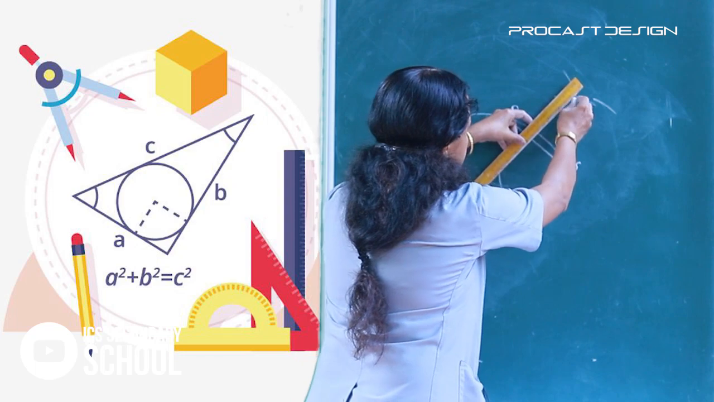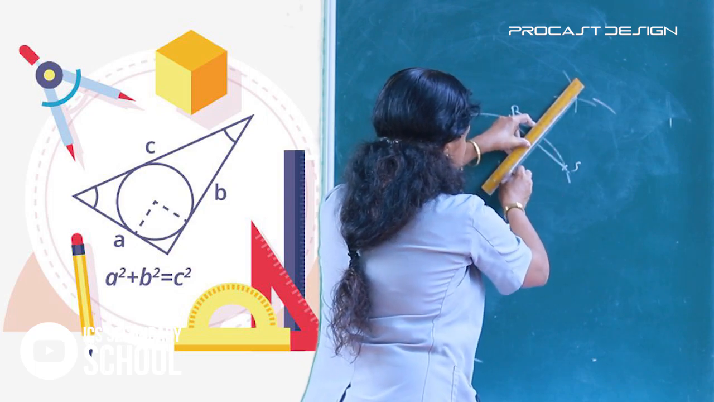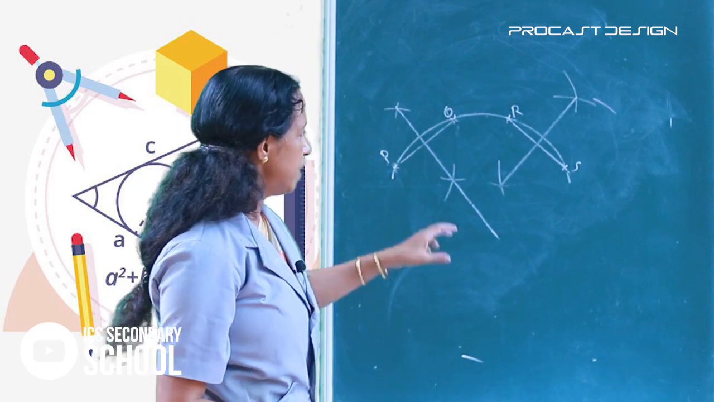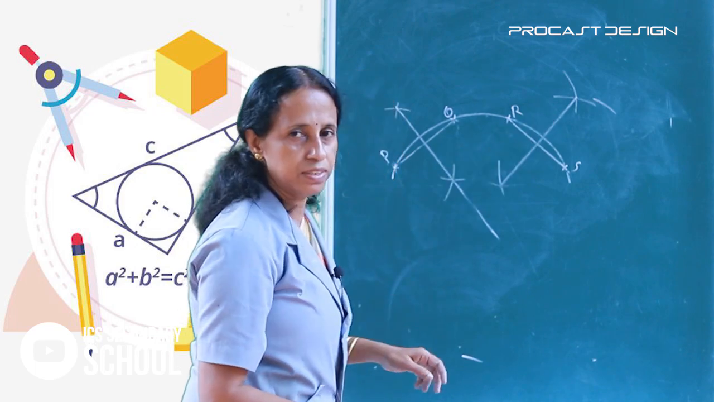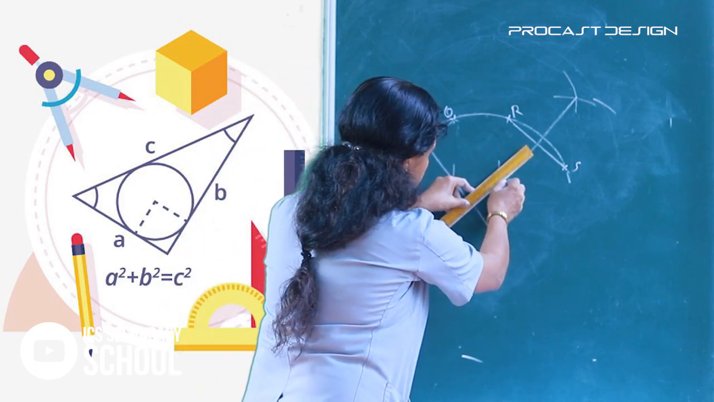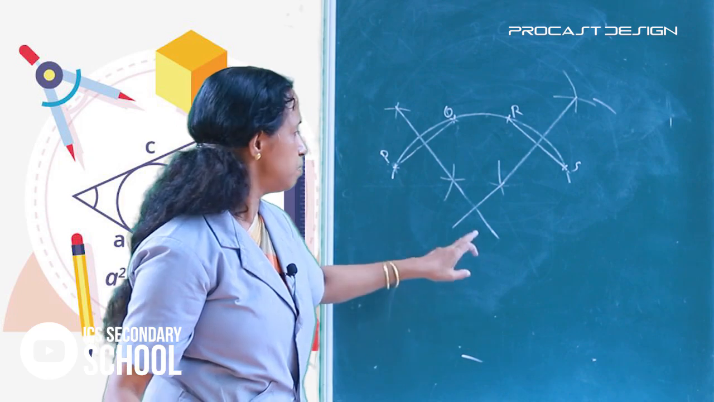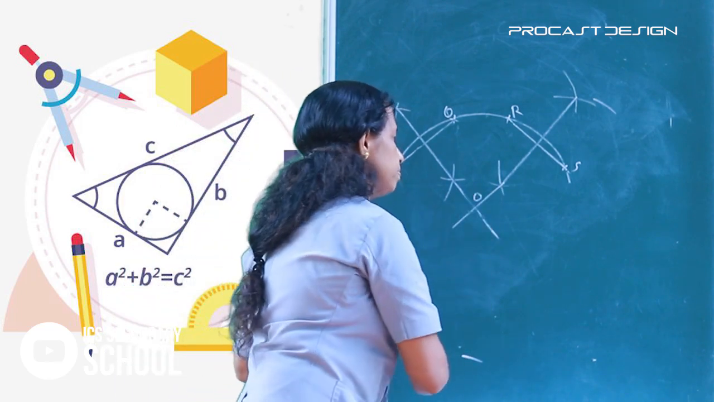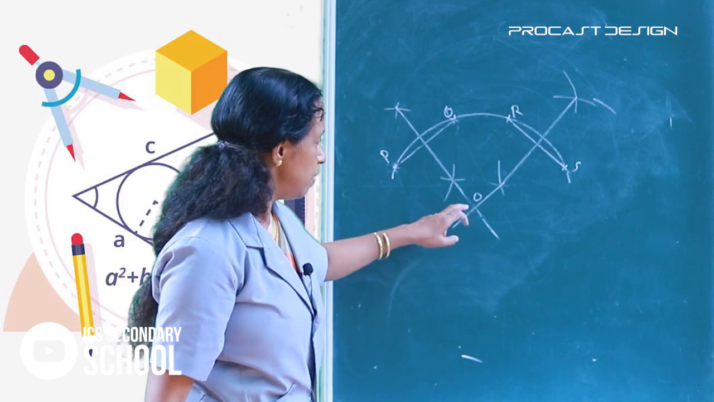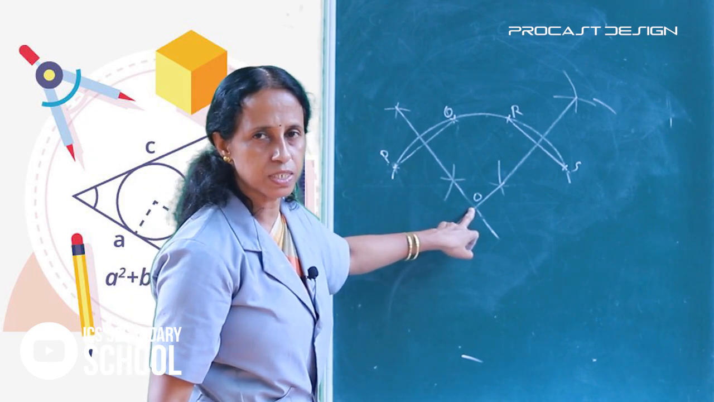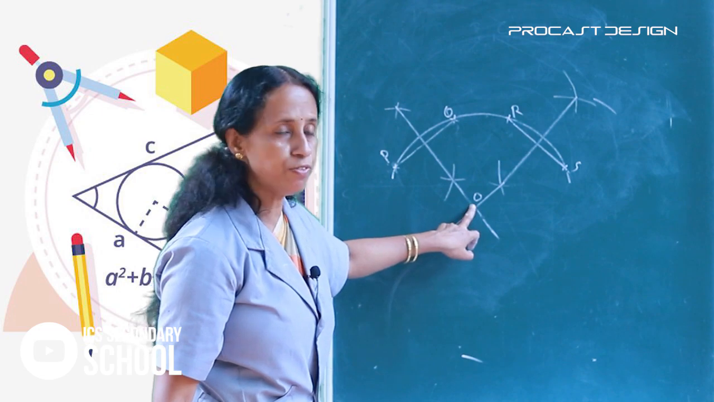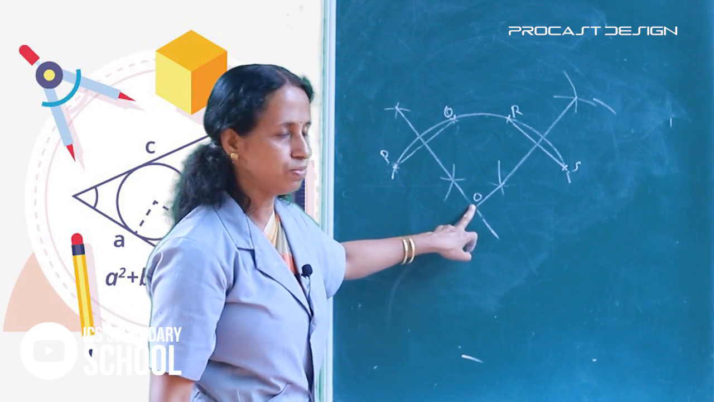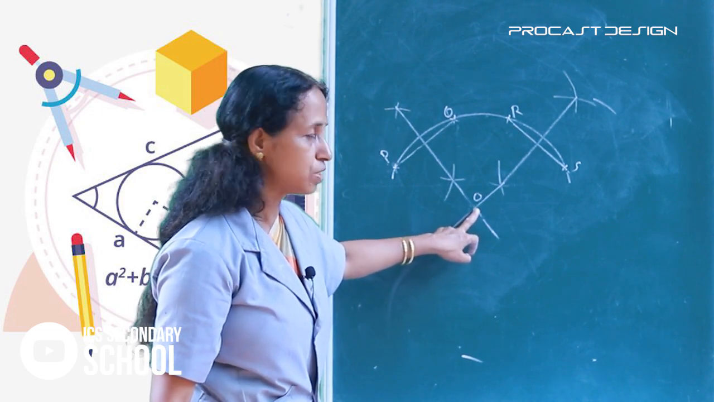Connect these 2 points. Extend these 2 lines. These 2 lines meet at a point. That is O. This point of intersection is called the center of the circle.